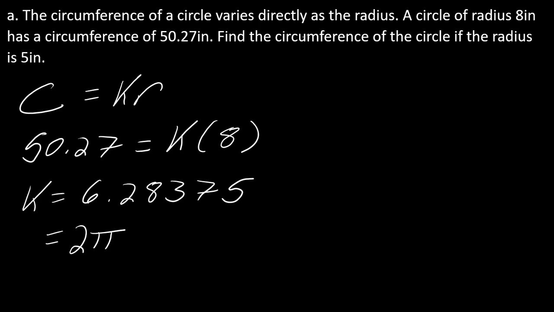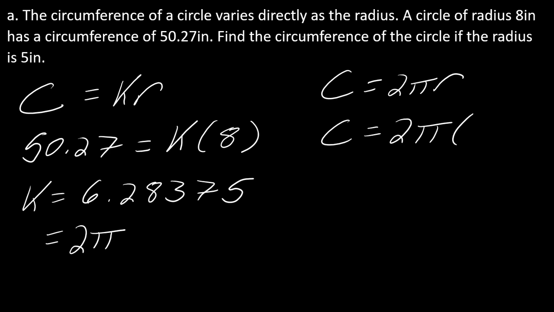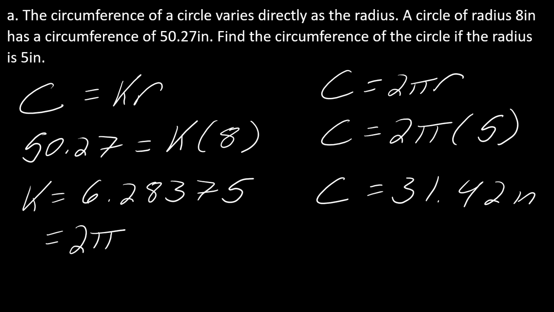If you think about it, the circumference of a circle is 2 pi r. So 2 pi is the constant of variation. Now find the circumference of the circle if the radius is 5 inches. I just plug 5 in, and in this case, I get 31.42 inches.